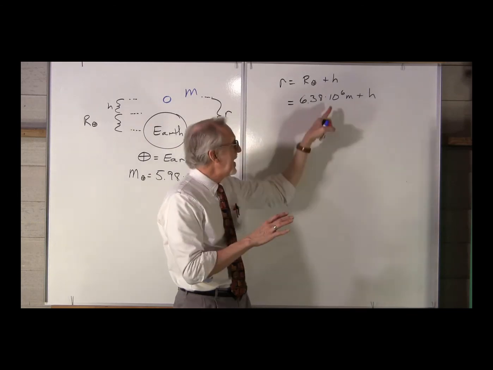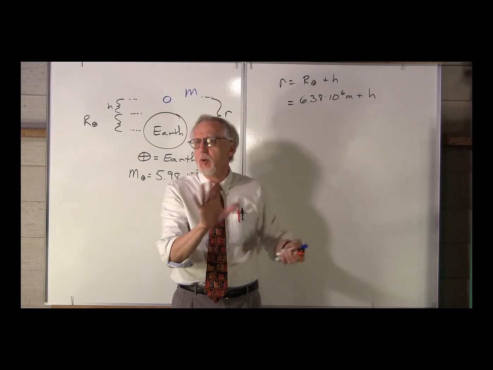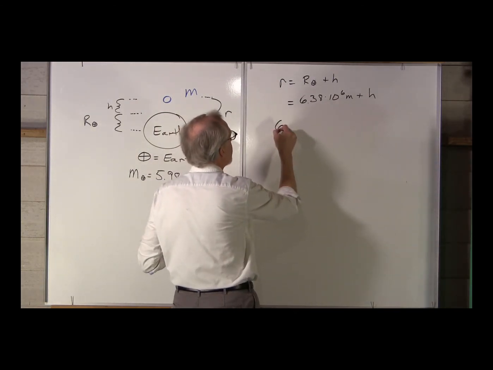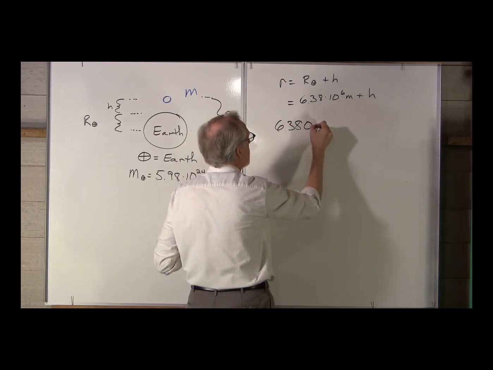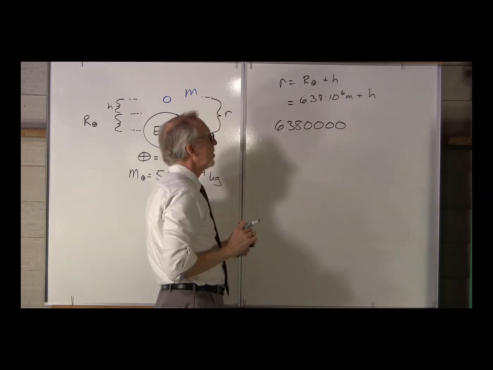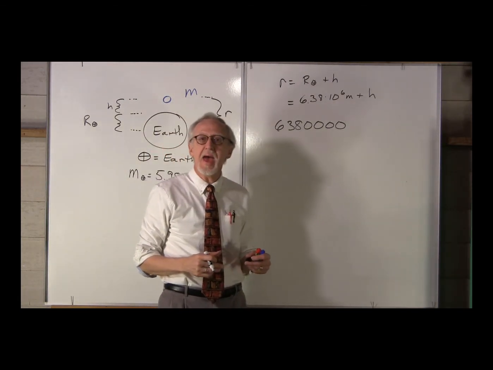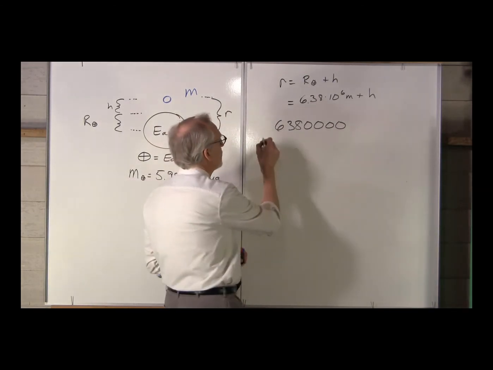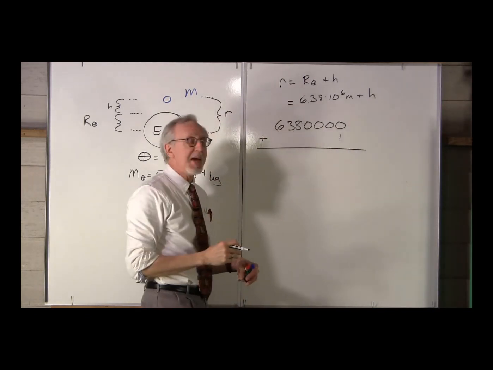Let's imagine we want to add these two things. I'm going to write out this radius in standard form, not scientific notation, just for a minute. So we've got 6, 3, 8. That's 1, 2 places, and I need to move it 4 more: 1, 2, 3, 4. So what is this? 6,380,000 meters. Now let's imagine we want to add h to it. What if h is 1 meter? So let's say we want to add 1. What do we get in that case?